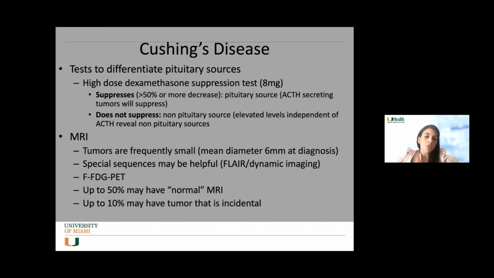There are some studies showing that some of these Cushing's disease tumors, these pituitary tumors, can uptake glucose. So if you tag it, then perhaps a PET study might be useful. This is not being used routinely, but can be used if you're having trouble differentiating. And like I said, some studies show even up to 50% of the time, they can have a normal MRI, right?